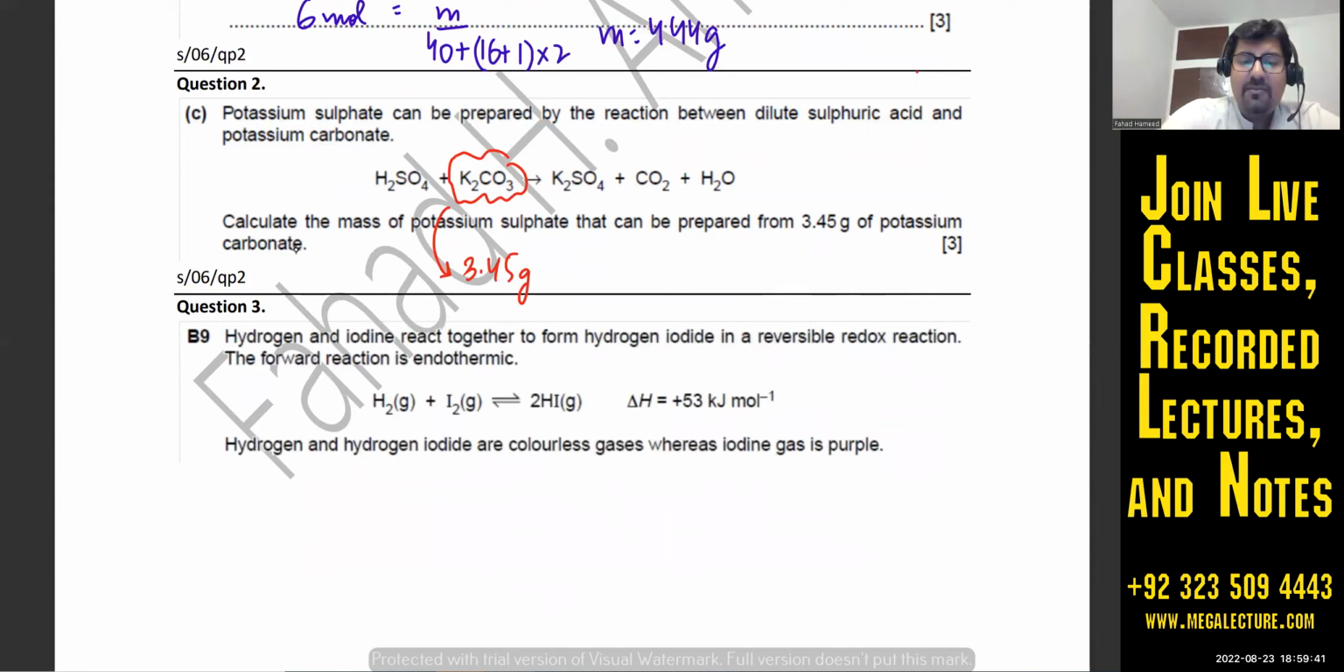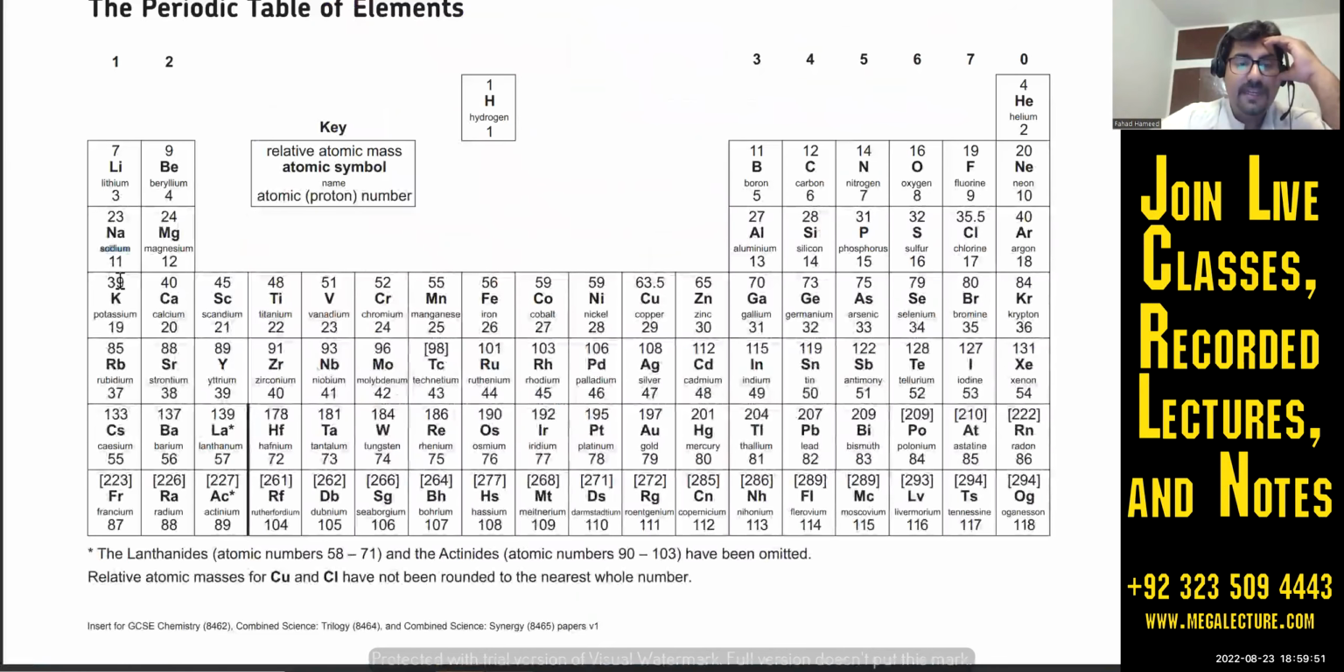So how can you find out moles? Moles is mass divided by the molar mass. So what is the molar mass in the periodic table for this? Potassium is given as 39, the bigger number, that's 39. Carbon is 12, and oxygen is 16. Focus on the bigger number. That's the molar mass.